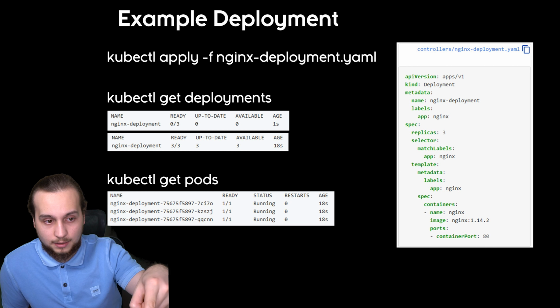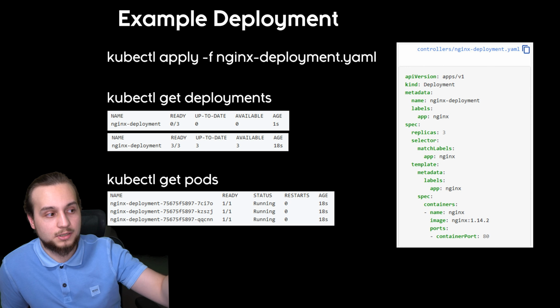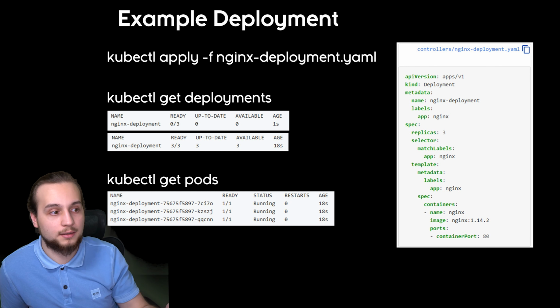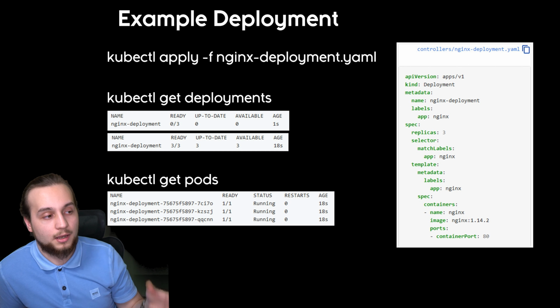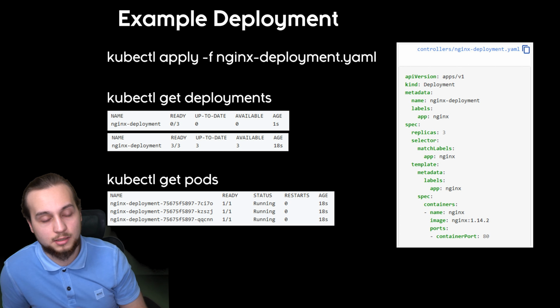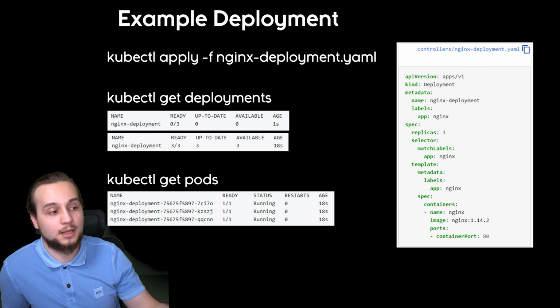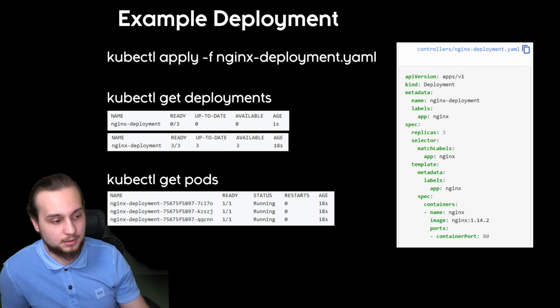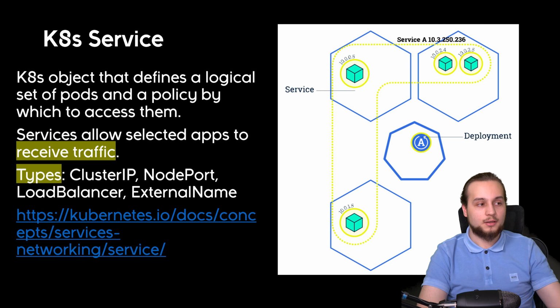So this YAML file can be applied with the first command line, kubectl apply -f, which stands for file, and then you specify the YAML file. And once you enter that command, Kubernetes will basically create this desired state. And then you can check if they're running with kubectl get deployments and get pods, and you'll see that they're running very fast. And now for the second most common object, a service.